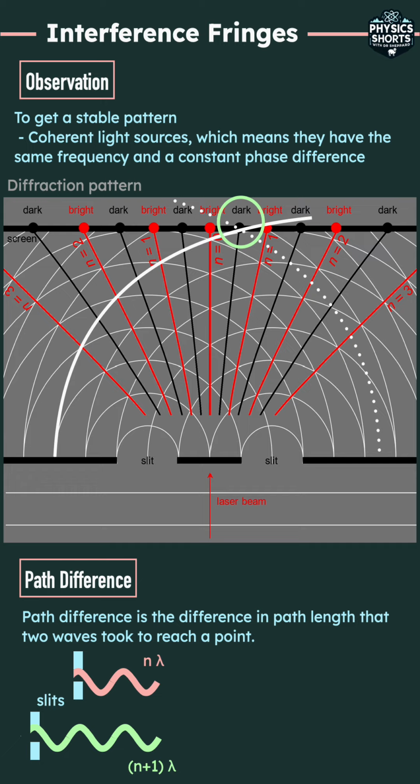Now, if the path difference is nλ, the waves will be in phase when they reach the screen, so there is constructive interference. Whereas if the path difference is n half λ, the waves are out of phase when they reach the screen, so there is destructive interference.